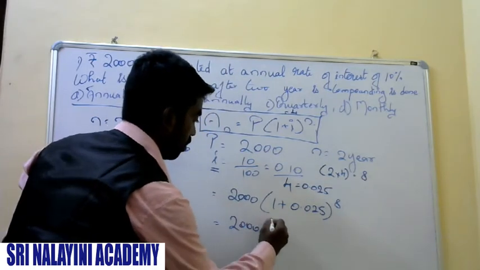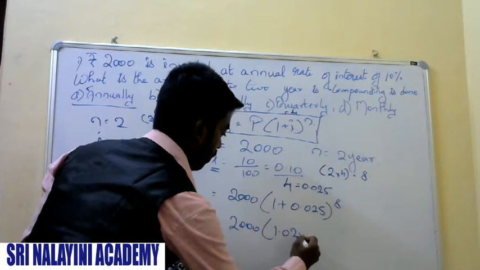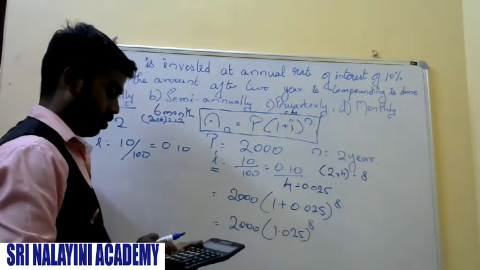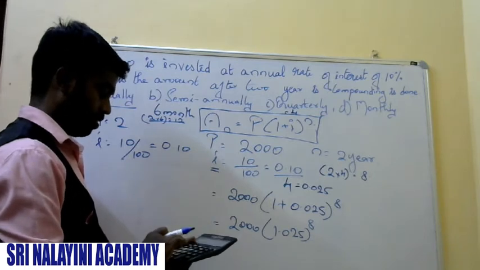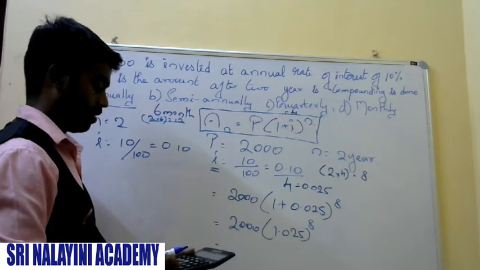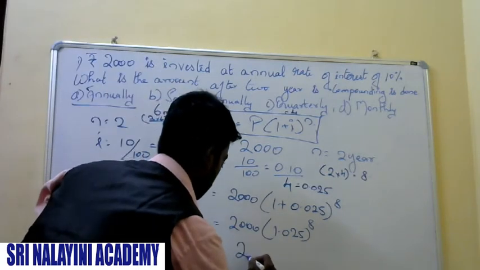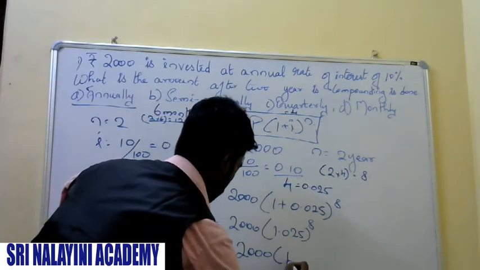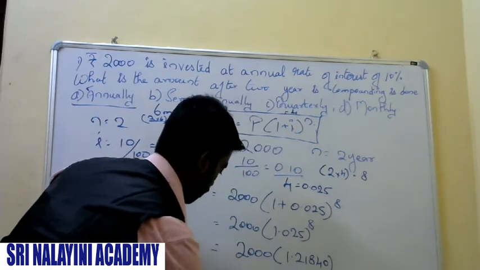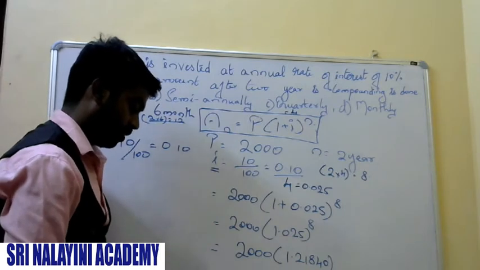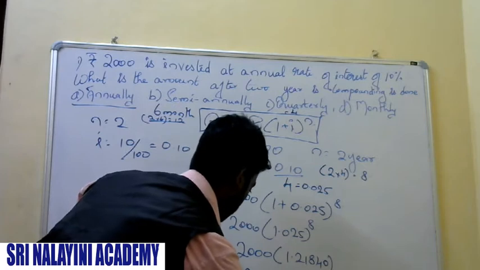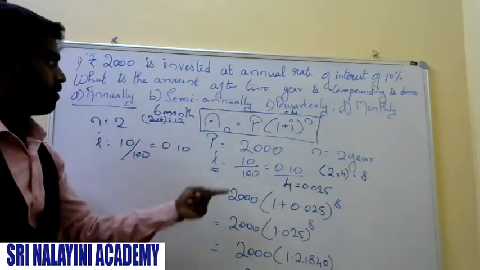2000 into 1.025 power of 8. 1.025 power of 8 is 1.21840. When you multiply with 2000, you will get 2436.80. This is for quarterly.